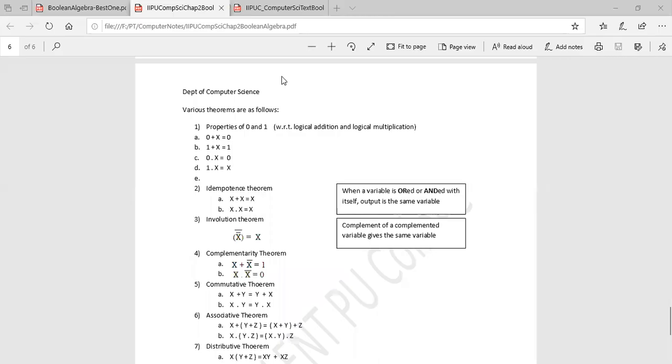Can you see this? Can you see the screen? Now, in the previous class, we started with the theorems.